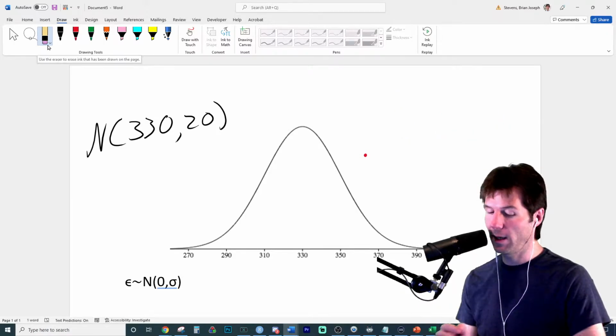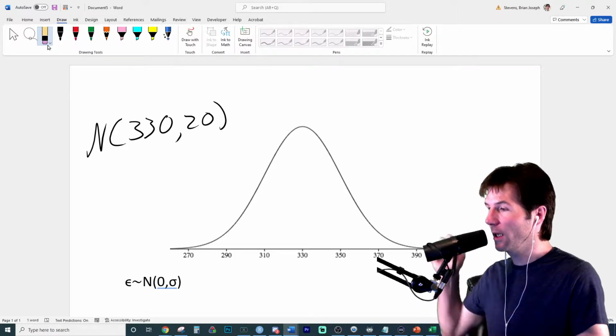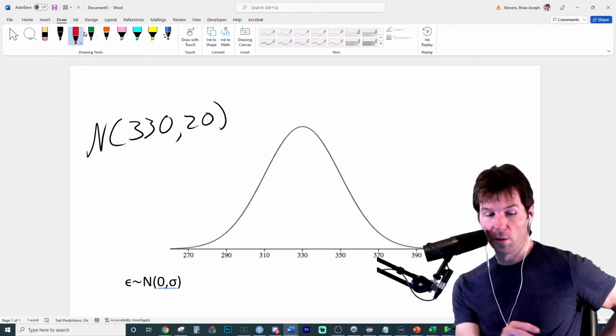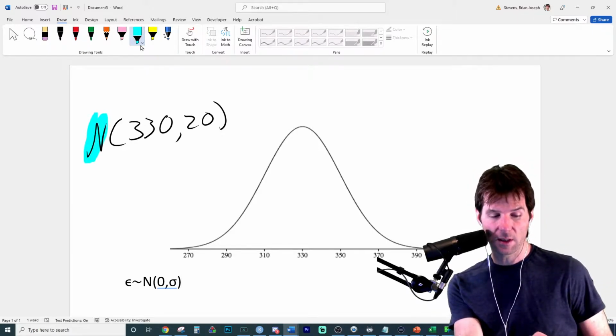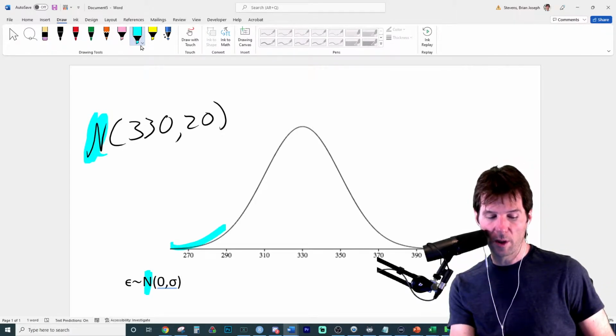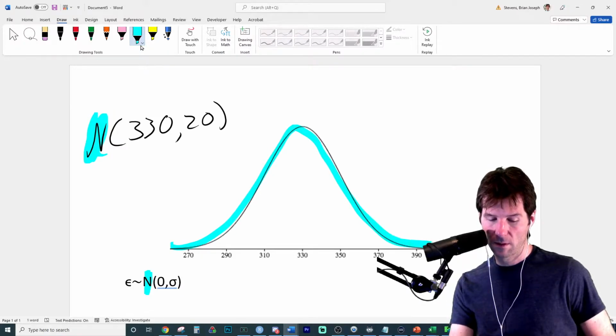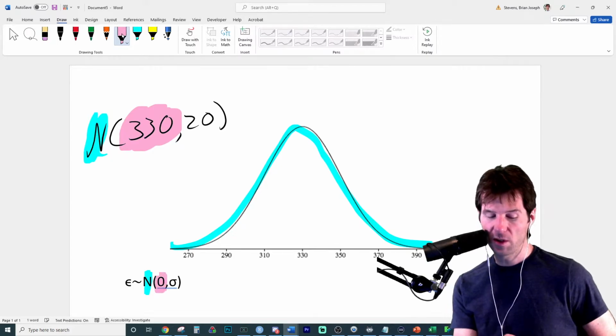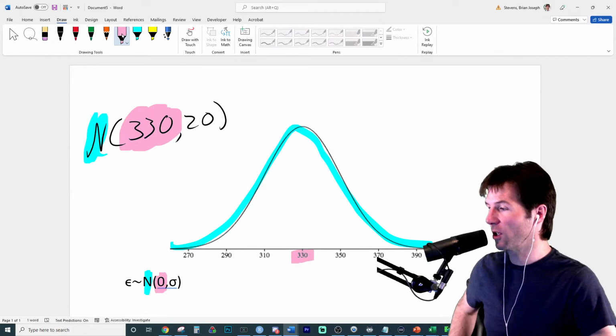What does the capital N represent? The capital N represents that the E, which are residuals, are normally distributed, right? So that's the shape of it. That means this should be normally shaped. And then what does the first number represent of the distribution?